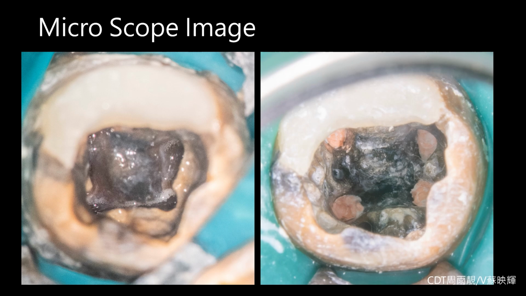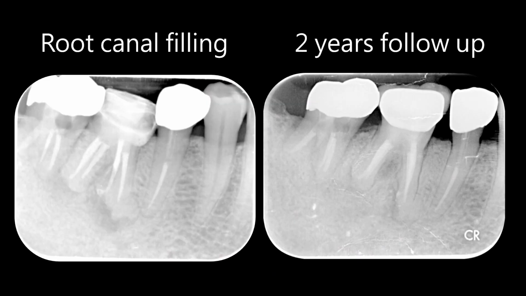Microscope image, and this is the root canal filling just after the root canal filling, and this is the 2-year follow-up. As you can see, the radiolucency is almost all healed, not completely healed, I think, but it's almost healed. And of course, we put a new crown on it.